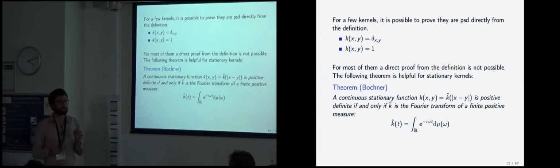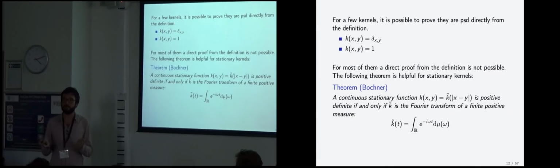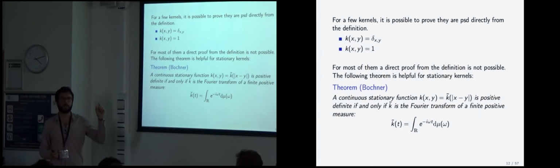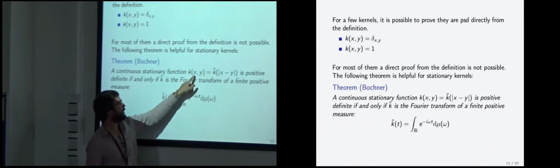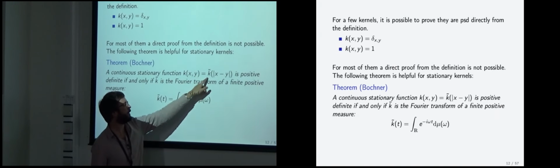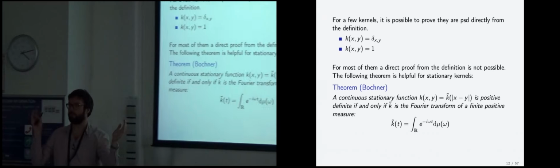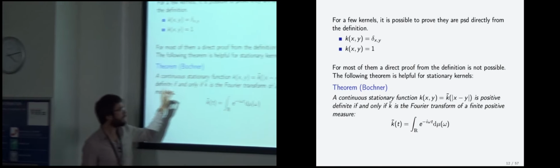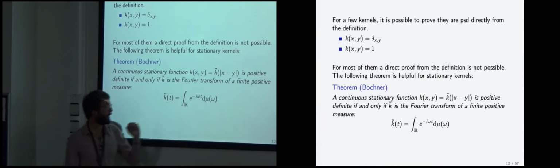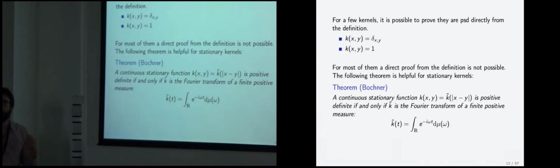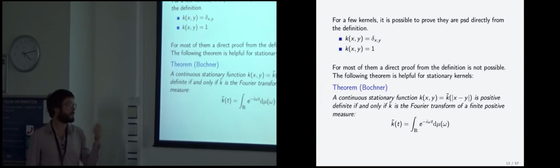So there's one trick that is very common to prove the positive definiteness of stationary kernels. Stationary kernels are kernels that just depend on the difference between the two inputs. This result is called Bochner's theorem. If a kernel is stationary, it depends on just the difference of the two variables, and I'm going to write that k tilde, a function of one variable, this variable being the difference of the two inputs of the covariance. Bochner's theorem tells us that any function that is positive semi-definite can be written like this. It is the Fourier transform of a measure that has a finite mass and that is positive.